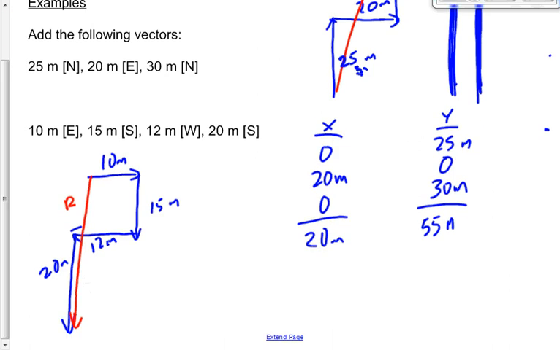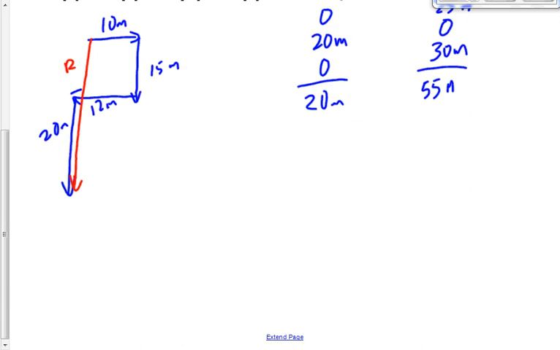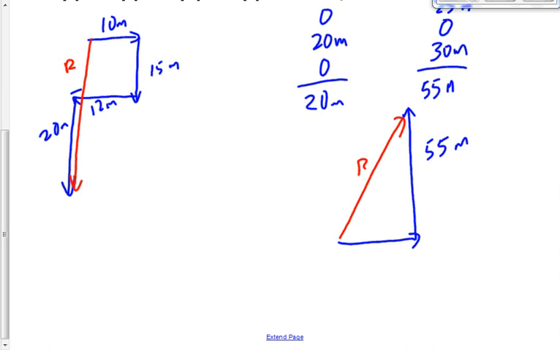Now, here's the crux of it. Let's redraw it. We had 3 vectors added together. We've just changed it to 2 vectors. A 20 meter to the east and a 55 meter to the north. We know how to find this because we got a right angle triangle, right? We can do the Pythagorean Theorem.